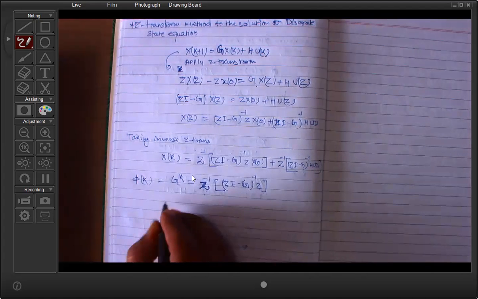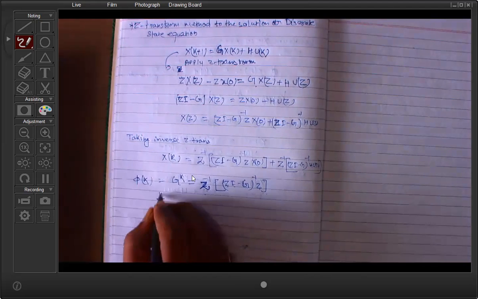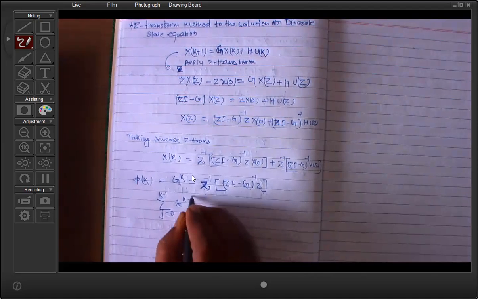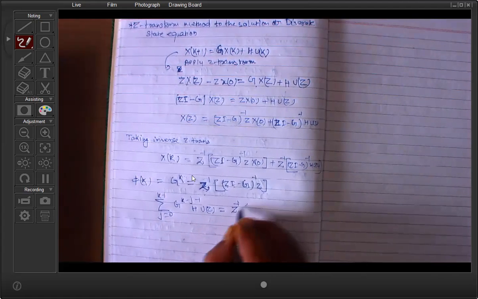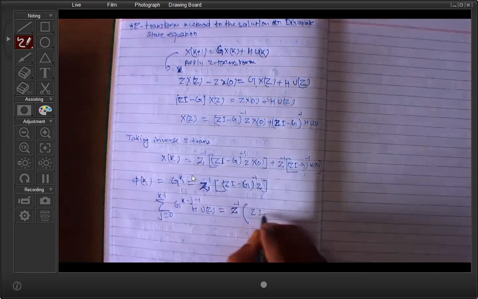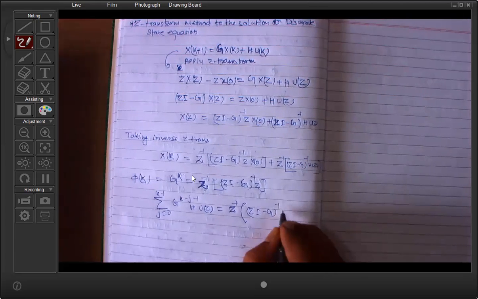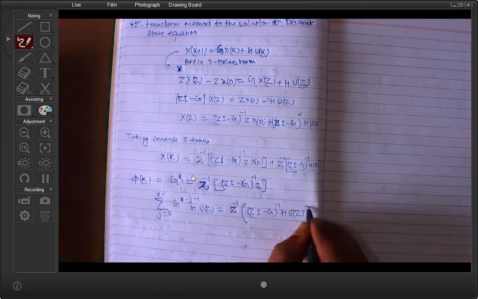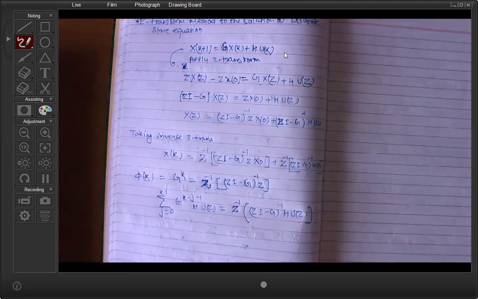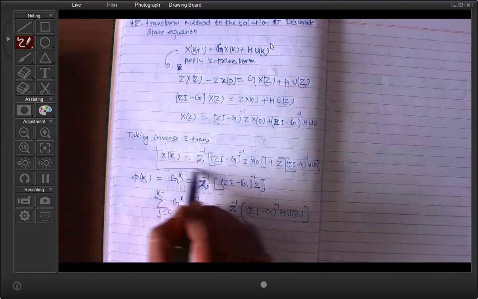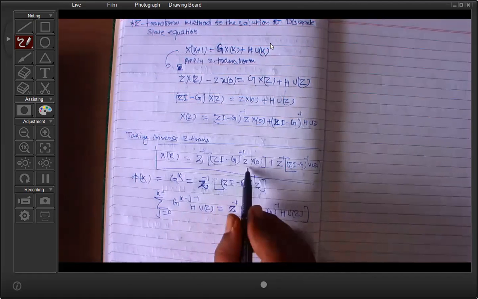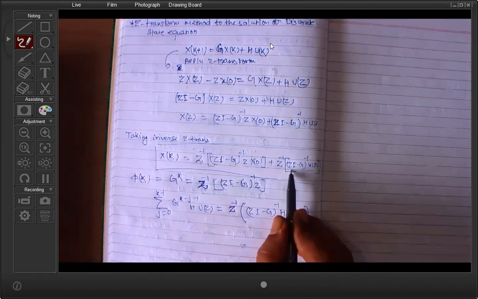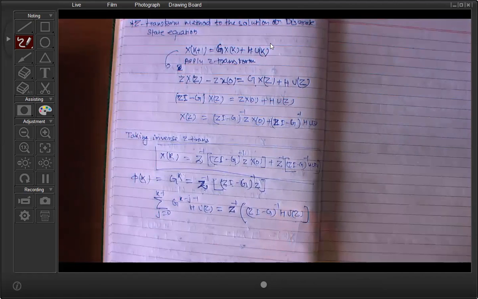And the summation portion, that is j equal to 0 to k minus 1 of G to the power k minus j minus 1 H U(z), is replaced by the inverse Z transform of (zI minus G) inverse H U(z). Okay, any problem? So the solution of the discrete state variable equation is the inverse Z transform of (zI minus G) inverse z x naught plus the inverse Z transform of (zI minus G) inverse H U(z).